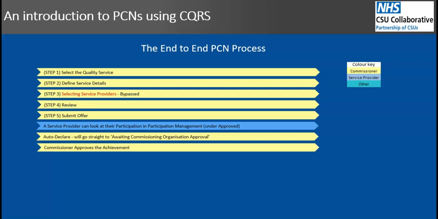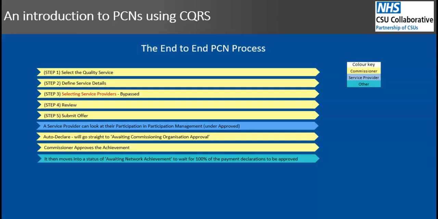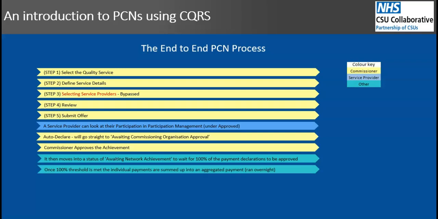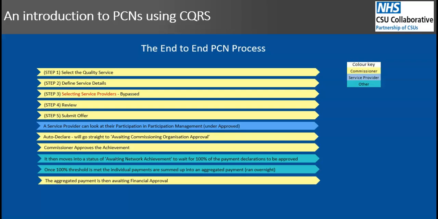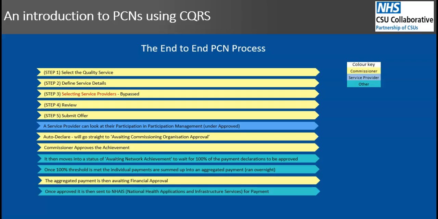The commissioner will then approve the achievement. This will then move into a status of awaiting network achievement to wait for 100% of the payment declarations to be approved by the commissioner. Once the 100% threshold is met, the individual payments are summed into an aggregated payment, which is a process that occurs overnight. This aggregated payment is then awaiting financial approval. Once approved, it is then sent to the payment agency, usually the National Health Applications and Infrastructure Services, or NHAIS, for payment to be made.